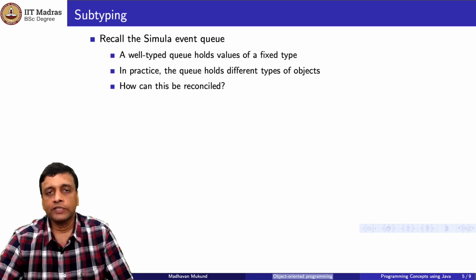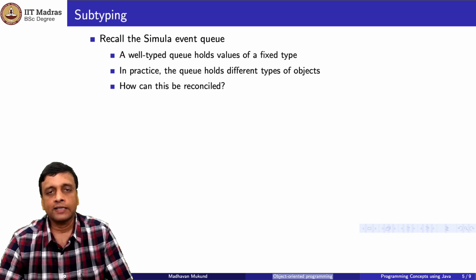So let's move to this aspect of object-oriented programming, which takes us slightly away from just abstract data types. Let's get back to the Simula event queue. We said that a Simula event queue will hold values of a fixed type, but in practice, what is in the queue is a collection of different types of objects, right? So we have a heterogeneous collection of objects.